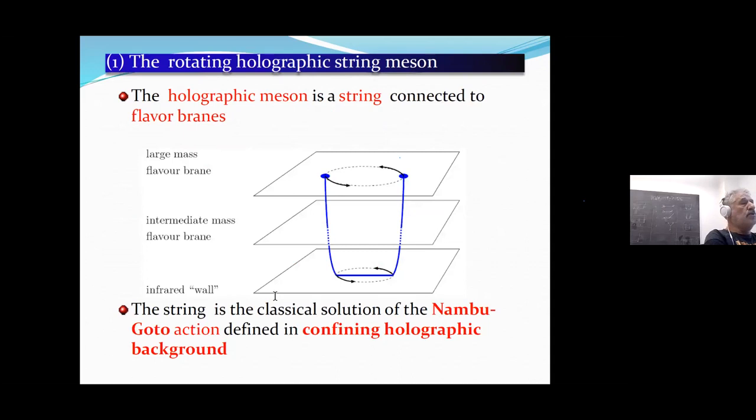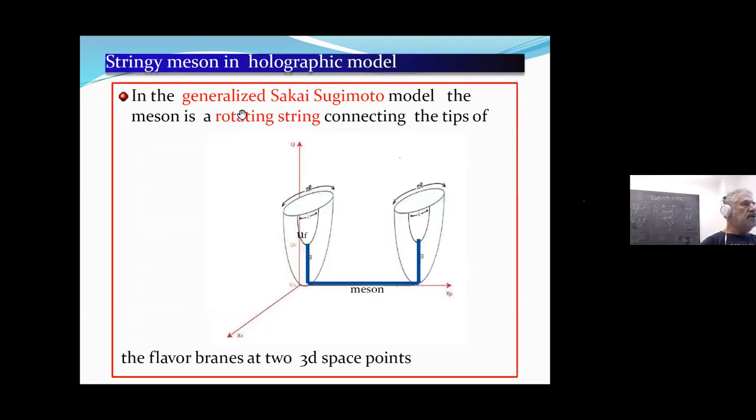Okay, so let's start with an ordinary rotating string configuration in this holographic background. The string starts from some flavor brane and ends on a flavor brane, not necessarily the same one. You solve the Nambu-Goto action in that background, you get some profile for a rotating string. For instance, in the generalized Sakai-Sugimoto model, it will mean that there is a string that connects in one point the tip of the stack of flavor branes to the tip at the second point, and this whole string rotates.